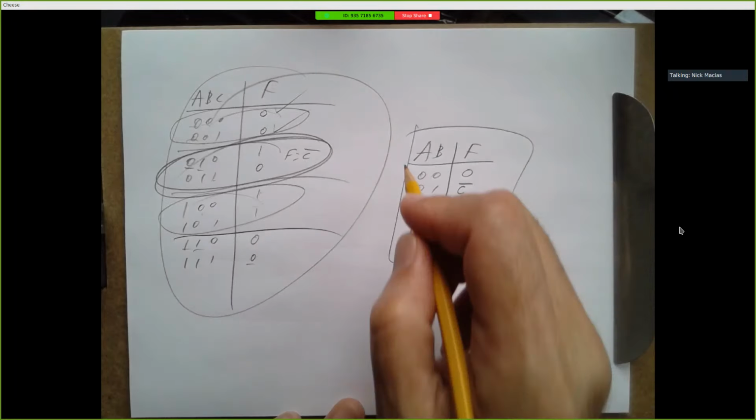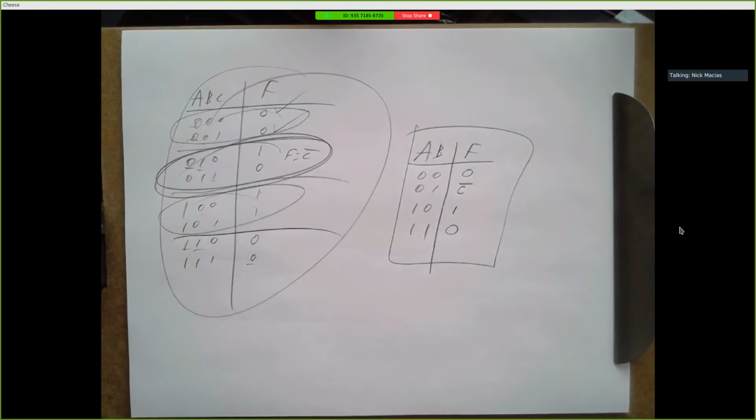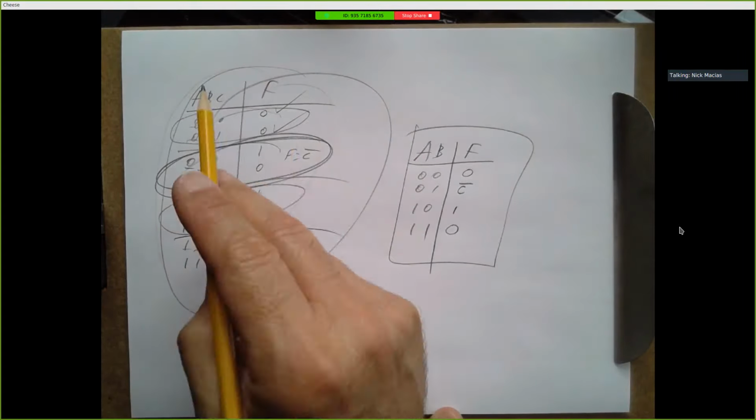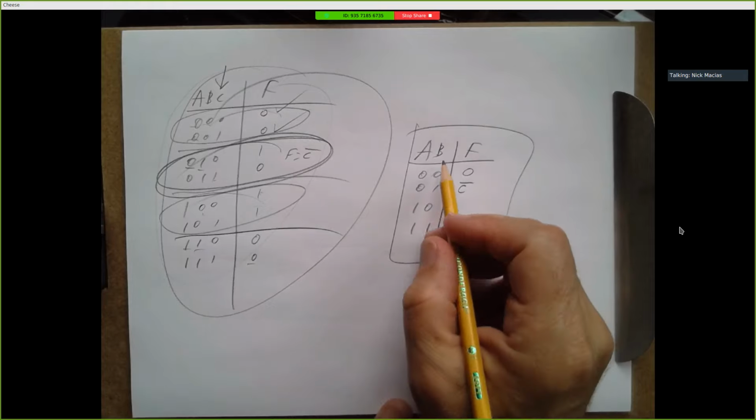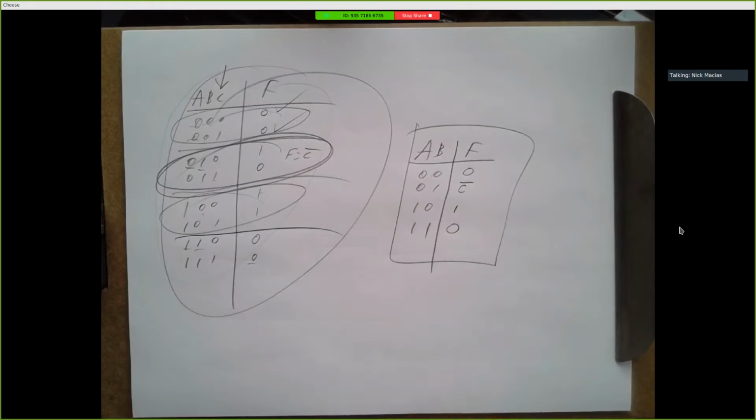So this is a compressed truth table. And we would say we compressed this original truth table around the variable C, which means we got rid of it from the inputs, and now it can appear potentially in the outputs.